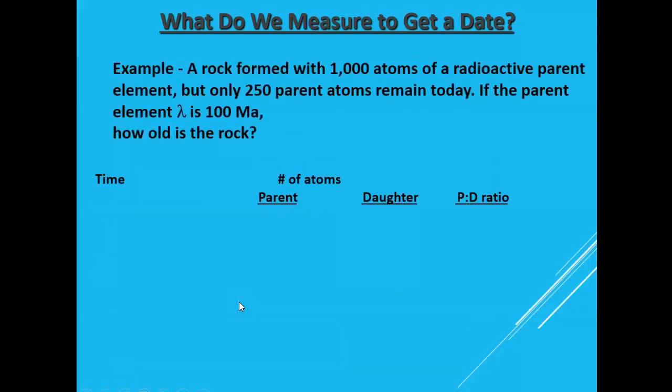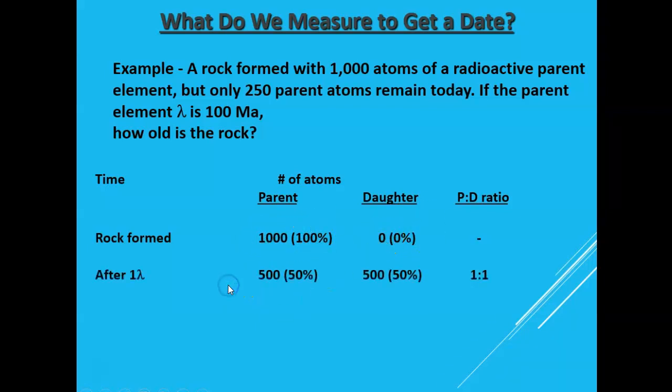So here's the example. I give you this information, that there was 1,000 at the beginning, but today there was only 250. If there's 1,000 parent at the beginning, I know this has to be 0, because that's the rule. And so how do I get to 250? I have to take half. That's 1 half-life. How do I get to 250? I got to take another half-life. So I had to take 2 half-lives to get to the current amount of parent that I measured in my machine today, given that the half-life for this particular system is 100 million years.